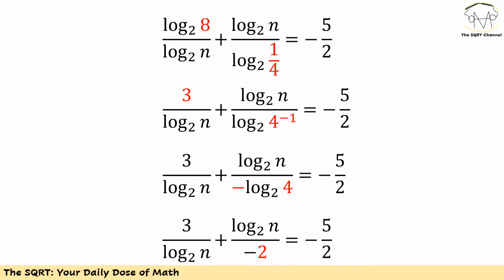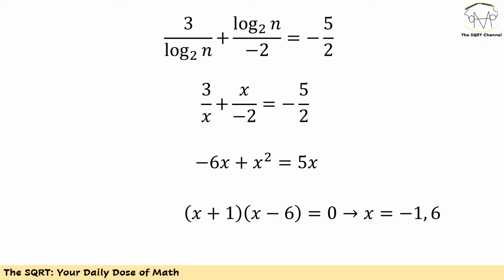Let's continue what we've started. Now I'm going to write log of 8 in base 2 as 3. I'm going to write log of 1 over 4 in base 2 as log of 4 to the power of negative 1 in base 2, and then simplify it and write it as negative log of 4 in base 2. Obviously 4 is 2 to the power of 2, so negative log of 4 in base 2 can be simplified and written as minus 2. Now let's see how we are going to continue this path.